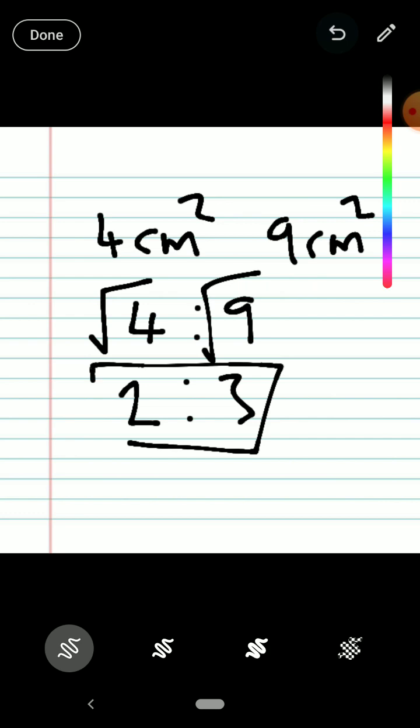This is the scale or ratio of the sides you're going to use. So if they have said the side on a map is 5 centimeters, what is the actual size of the side? You just put 5 centimeters here, x, and you cross multiply.